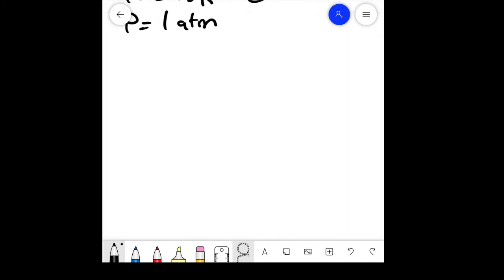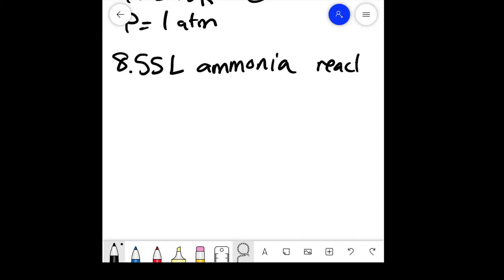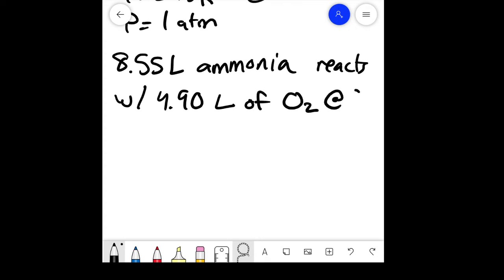So I thought, just to review stoichiometry while using this, we'd do a limiting reactant example to refresh our memories. Say we have 8.55 liters of ammonia. Ammonia reacts with 4.90 liters of oxygen. Remember, oxygen's a gas at STP. So what is the limiting reactant?